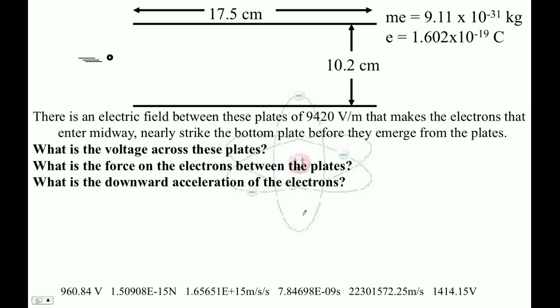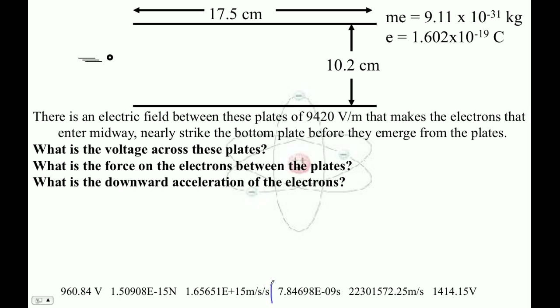Okay, this is the first example problem here. I'm going to cut this into three little videos. What is the voltage across these plates? What force on the electrons? What is the force on the electrons between the plates? What is the downward acceleration? Here are the answers at the bottom.